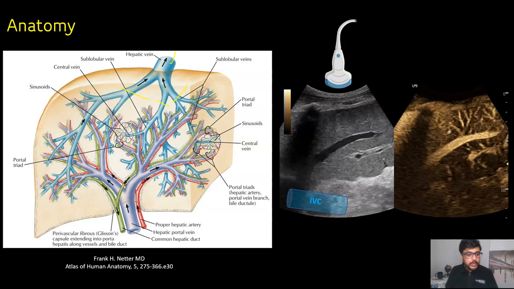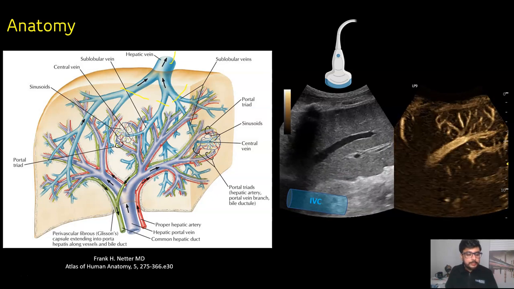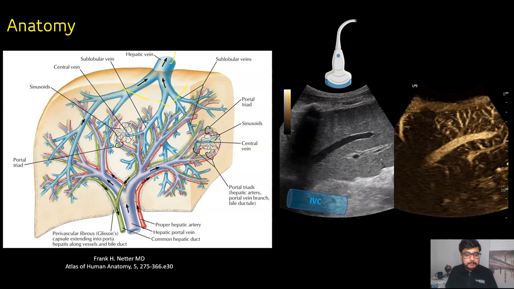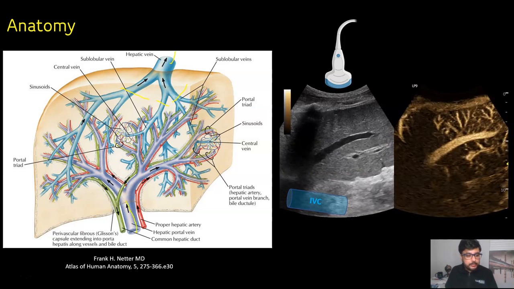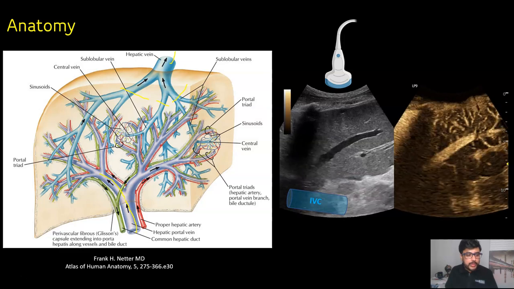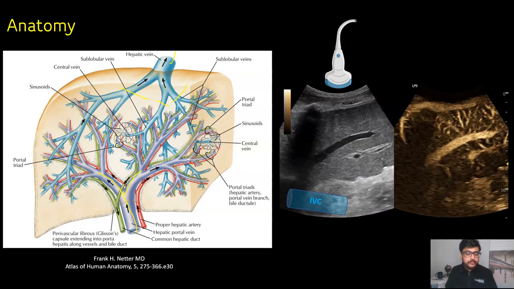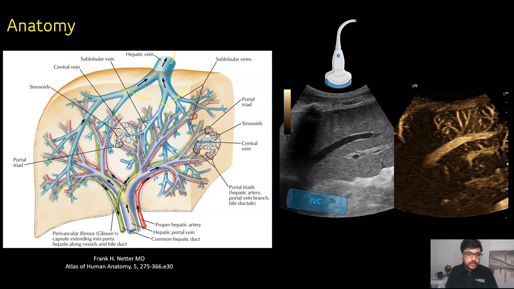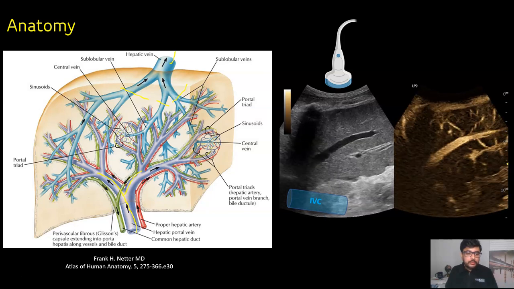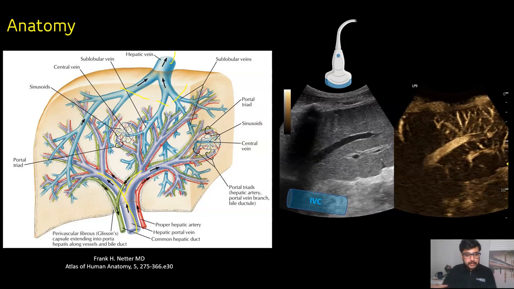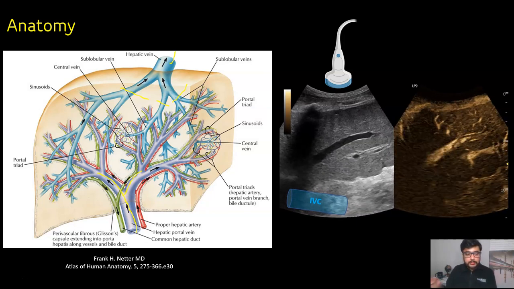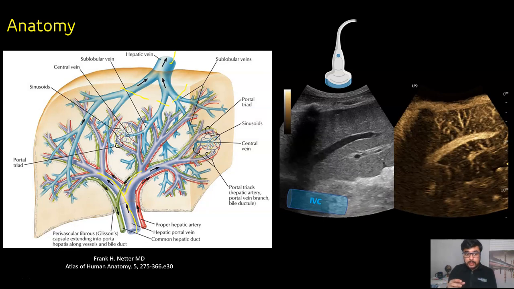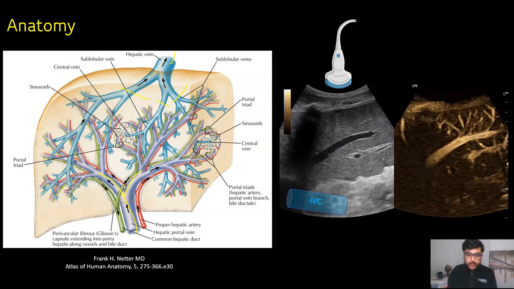And the portal vein is formed outside of the liver at the porta hepatis by the junction of the superior mesenteric and splenic veins, and it enters the liver at the porta hepatis and divides into right and left branches. And if you are not sure if you're looking at the portal vein or not, trace it down. And if you are able to go to the porta hepatis and the gallbladder area, you are dealing with the portal vein. And usually the portal vein has thicker or brighter walls compared to hepatic veins.